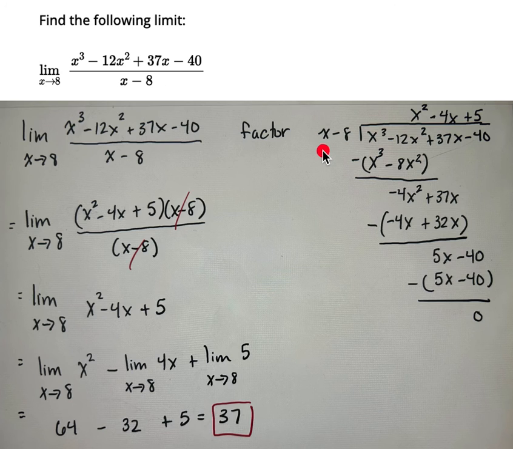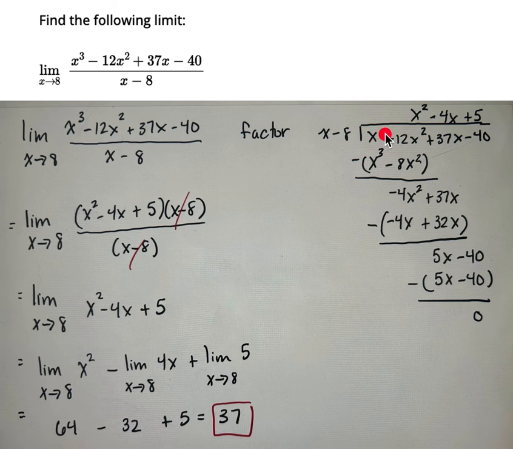So I'm looking to see how many times x goes into x to the third. That would be x squared. So I'm going to put my x squared up here, making sure that my like terms are lined up. Then I'm going to take x squared times x minus 8. So x squared times x gives me the x to the third. Then x squared times minus 8 gives me the minus 8x squared. Then I'm going to subtract this whole quantity.